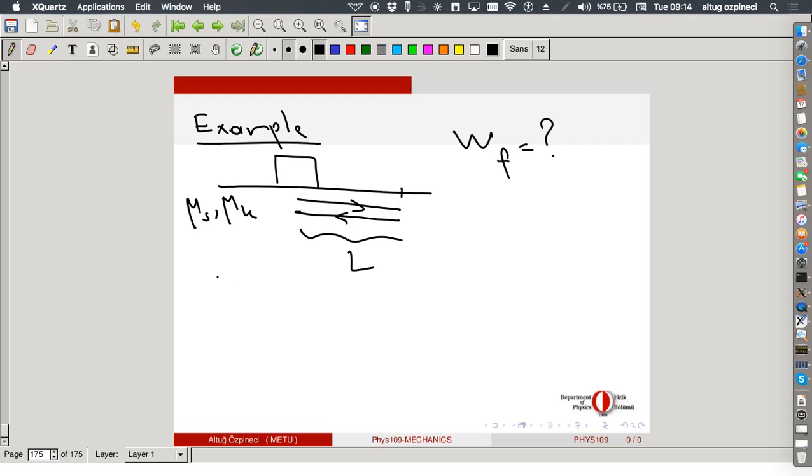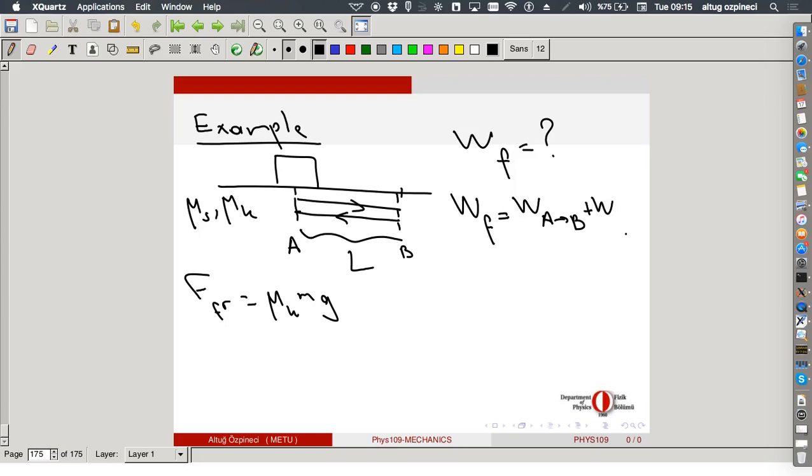Let me just say, the magnitude of the friction force is mu k mg when it is moving. So what is the work done? 2 times minus mu k mg. Well, let's just calculate it. There are two different segments, two different values of the friction force. Let's say this point is A, this point is B. So we have the work done as we go from A to B, plus the work done as we go from B to A.